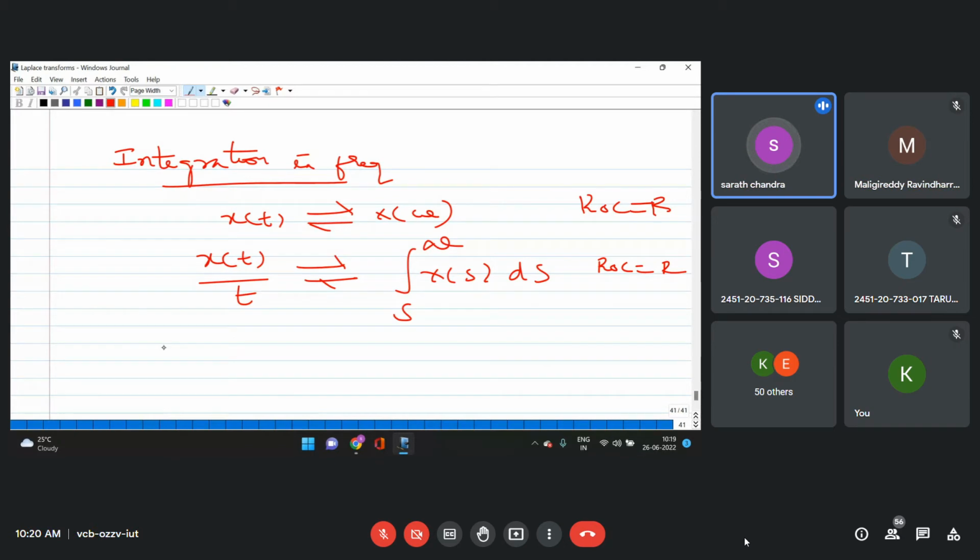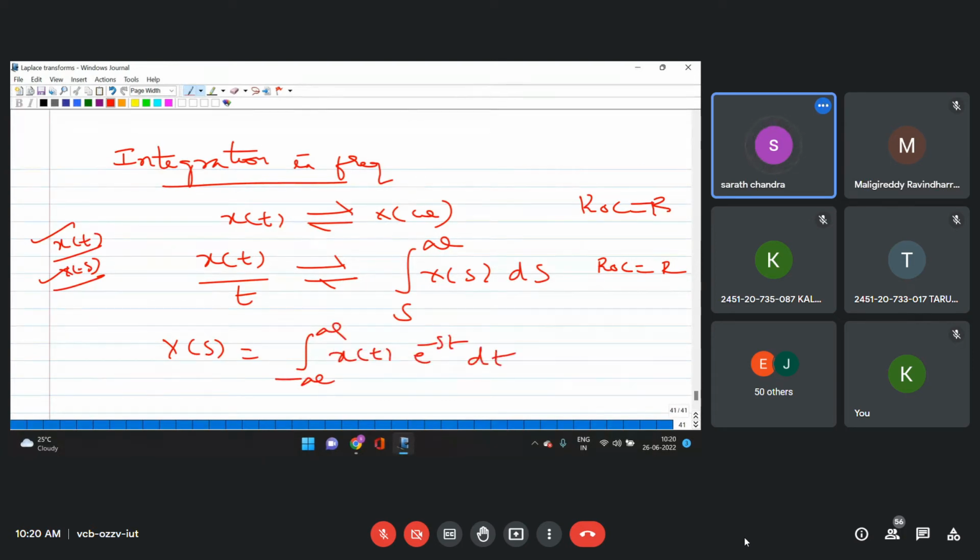How to do this? Now again, the same concept. I have x of t, I have x of s. Which one should I go with? Which expression should I go with? I have integration for x of s. All right. So I should always go with x of s here. So x of s equals minus infinity to plus infinity x of t e power minus st dt. So if I can integrate this from s to infinity, of course, on both the sides.